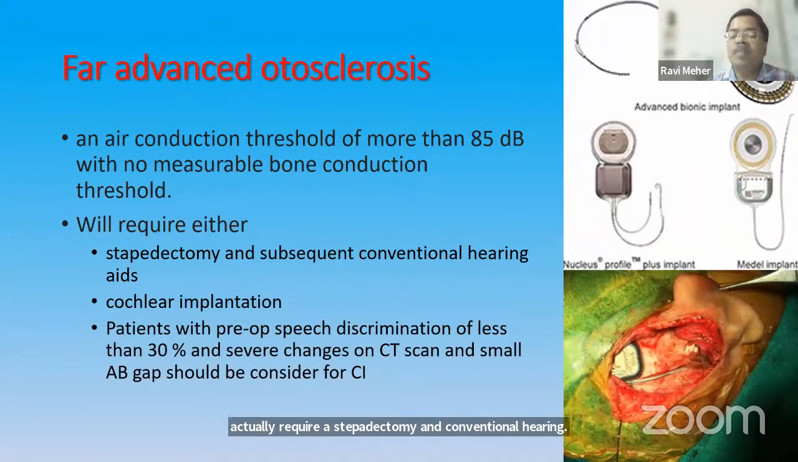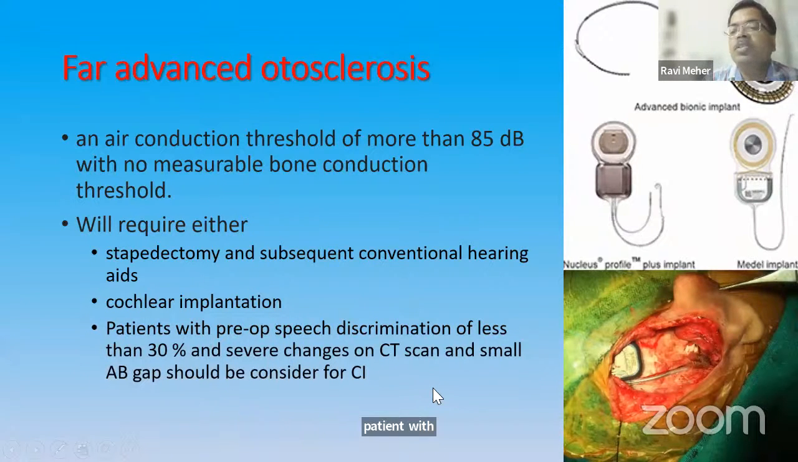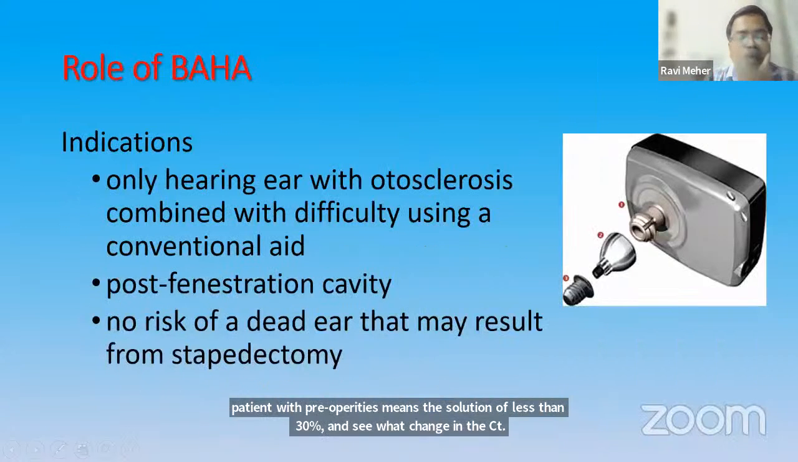Most of these patients at present will be treated by cochlear implantation, and a patient with preoperative speech discrimination of less than 30%, severe changes on CT scan and a small AB gap should be considered for cochlear implant. There is a role of BAHA also.